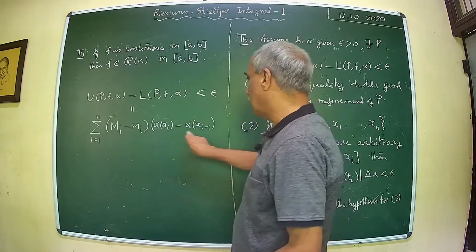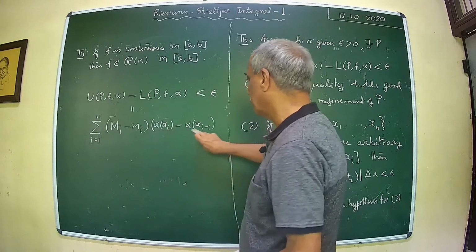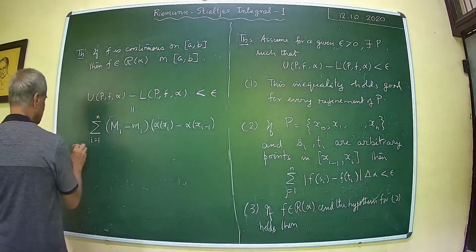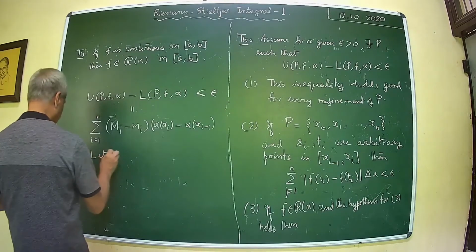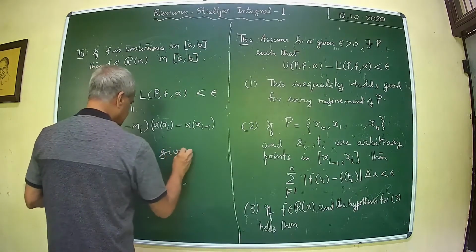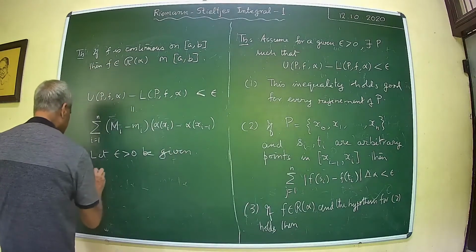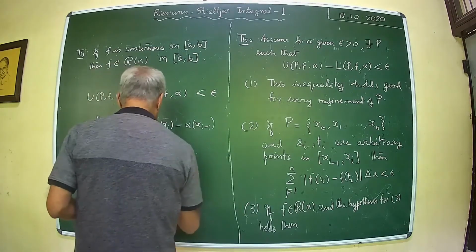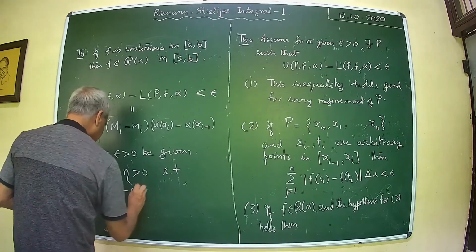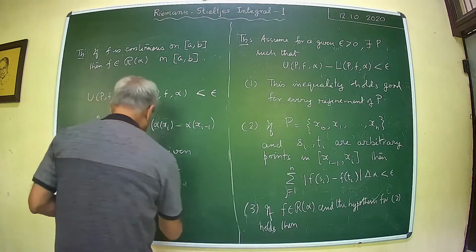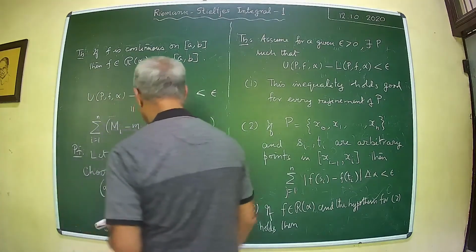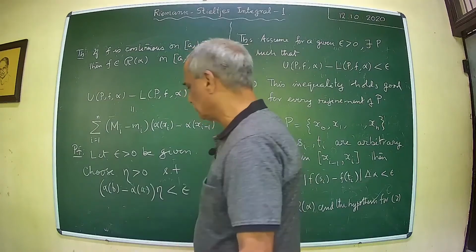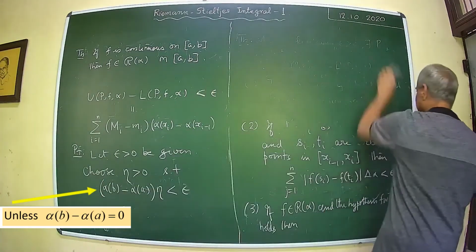And then also, combine that with this kind of alpha(x_i) minus alpha(x_{i-1}). So let us see how the proof works out. Let epsilon be positive. Then choose an eta positive such that (alpha(b) minus alpha(a)) times eta is less than epsilon. There's no problem: once epsilon is given, an eta of this kind can be chosen. So eta is less than epsilon divided by alpha(b) minus alpha(a), unless this is 0.